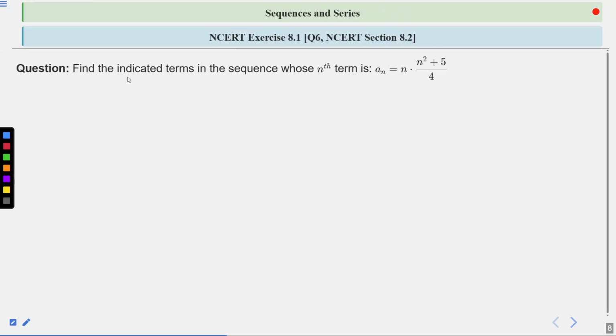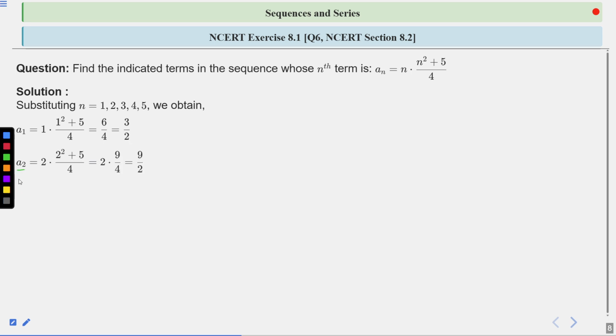This question. So nth rule is given to us: n times n square plus 5 by 4. Solution. So if you substitute n as 1, 2, 3, 4, 5, what we obtain? The first 5 terms. Let's see. So for first term, we are getting 1 times 1 square plus 5 by 4, which is 6 by 4, which is 3 by 2.